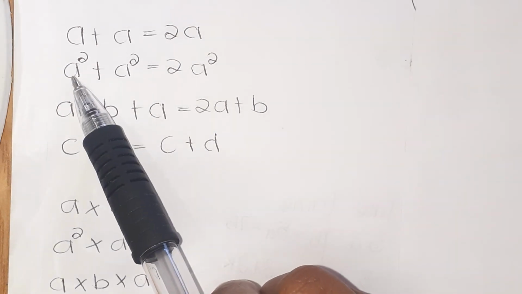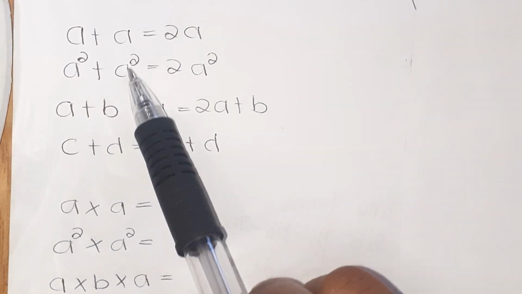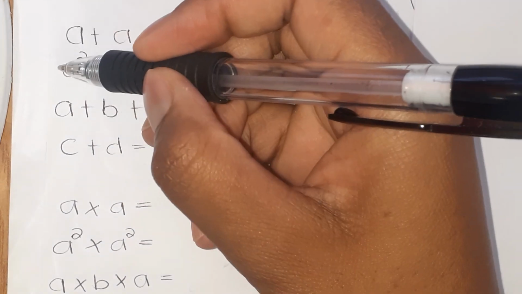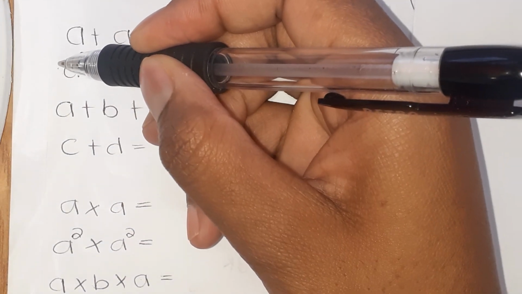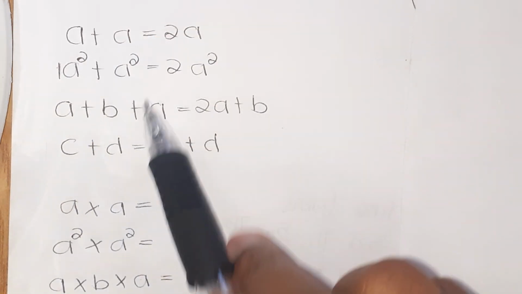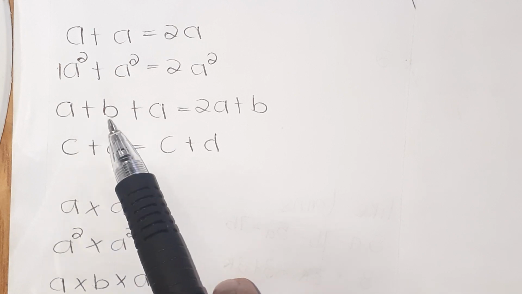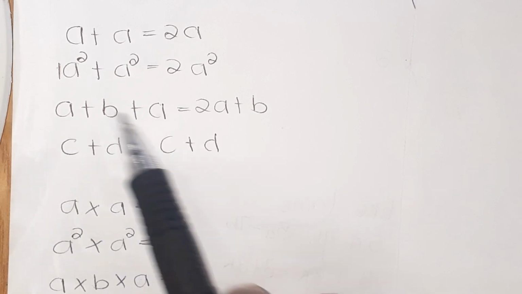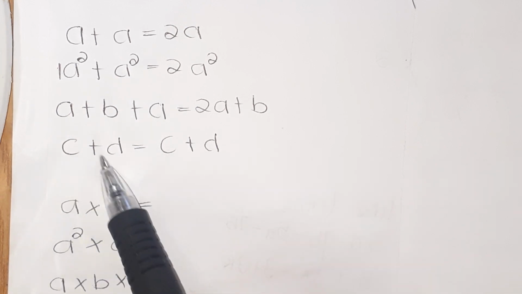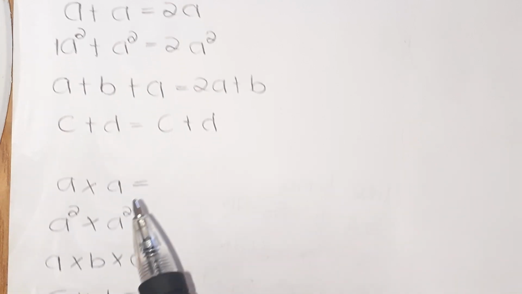Now let's say you have a plus a, that is 2a. But when you have a squared plus a squared, it is still 2a squared. Remember, when you have an alphabet without any coefficient in front, we know that is automatically 1. So it's 1 everywhere. So here we have a plus b plus a. So we're going to add the like terms. a plus a, that's 2a plus the b. c plus d, it's c plus d.